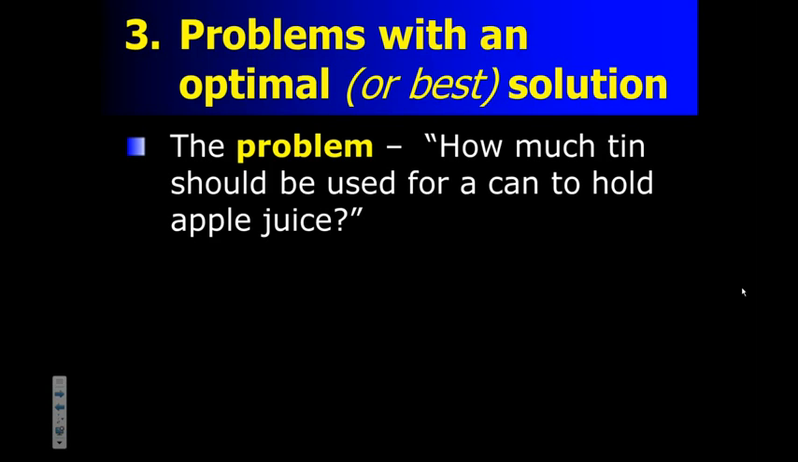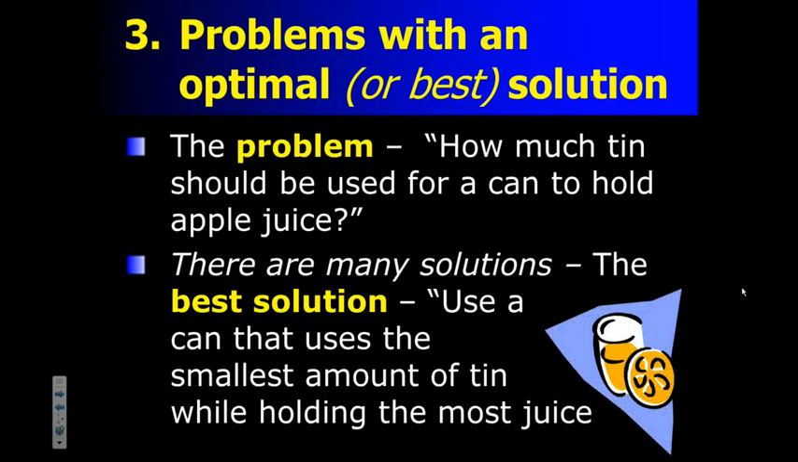Someone said sphere. That's actually the right answer. Sphere is the most efficient solution for maximum juice and minimum tin. Why don't we have spherical apple juice tins? Why? Because they roll off the shelf, right? You can't put them on the shelf. They roll off the shelf, right? So that's not the only reason, but that's one of the reasons why. But that's the optimal solution. It's maybe the best out of the possible solutions, right? That's what I mean by optimal.